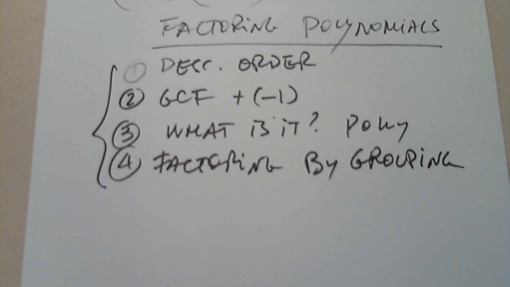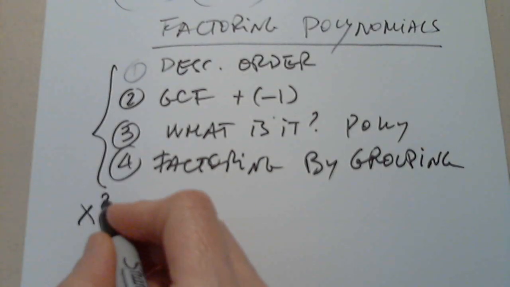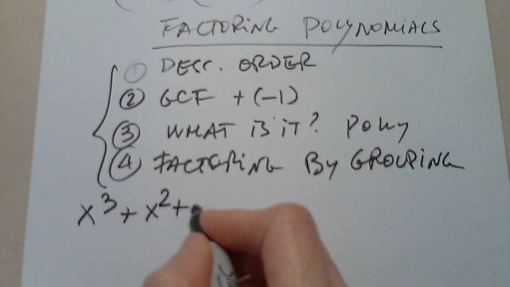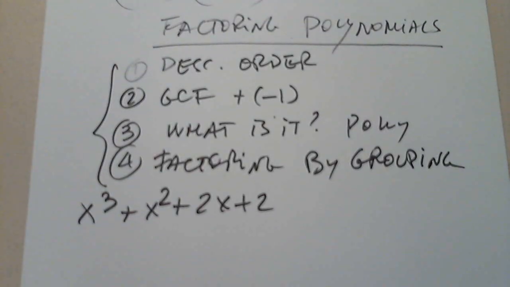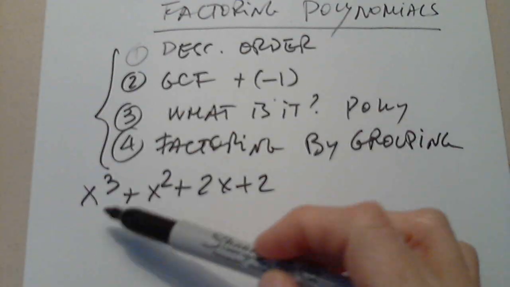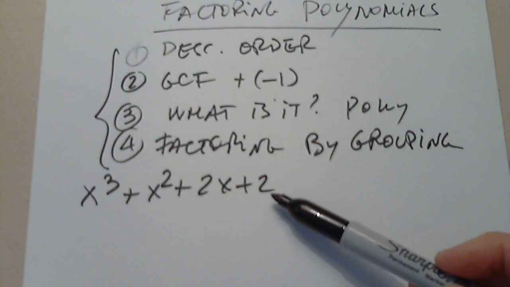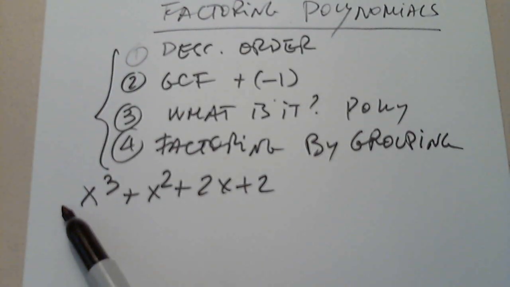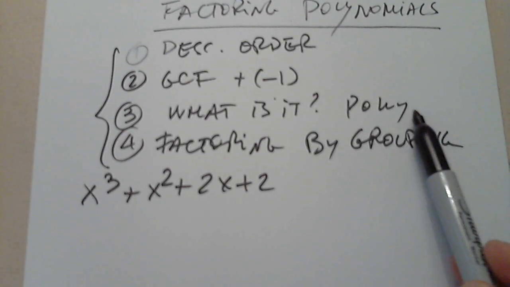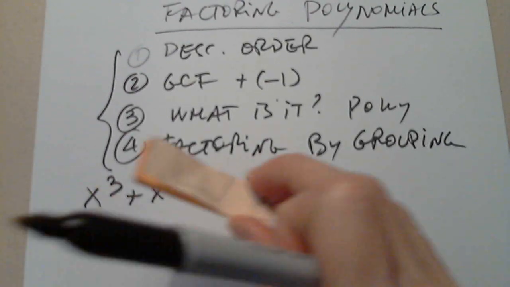So here it is. Okay, so let's start with x cubed plus x squared plus 2x plus 2. Descending order, greatest common factor to all 4? No. Negative leading coefficient? No. The leading coefficient is 1. What is it? It's a polynomial, factoring by grouping.